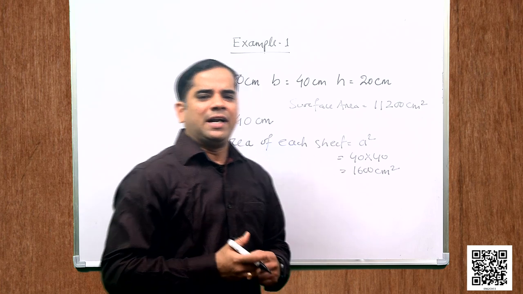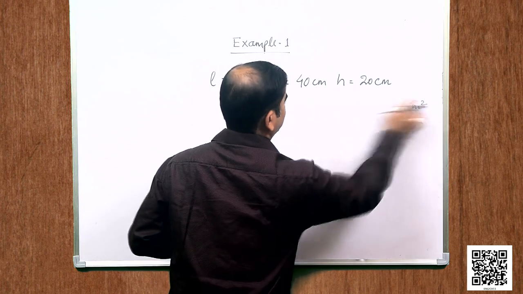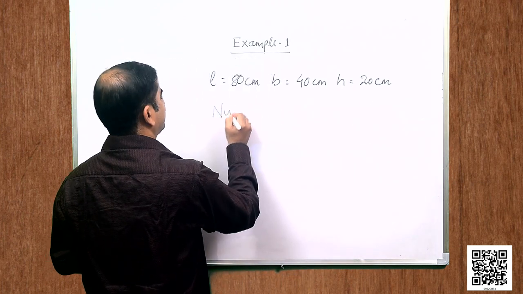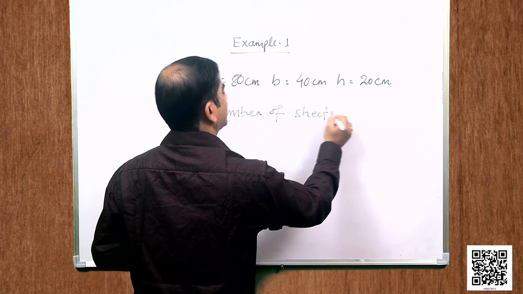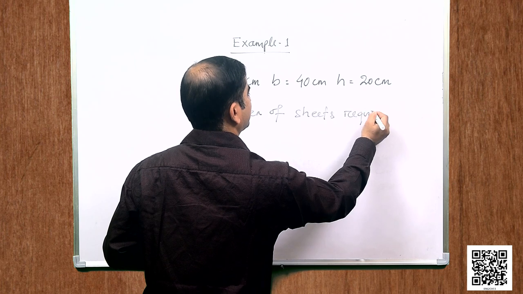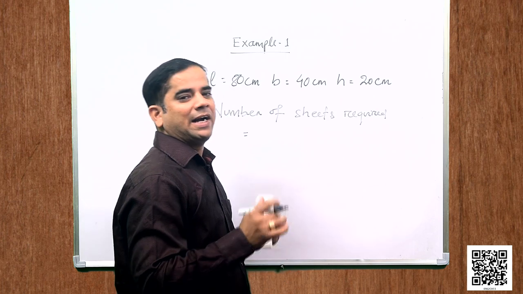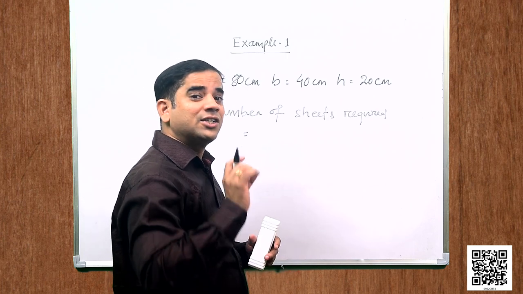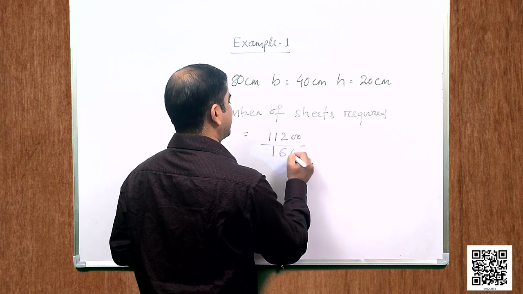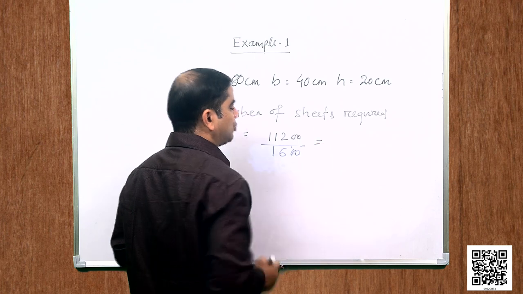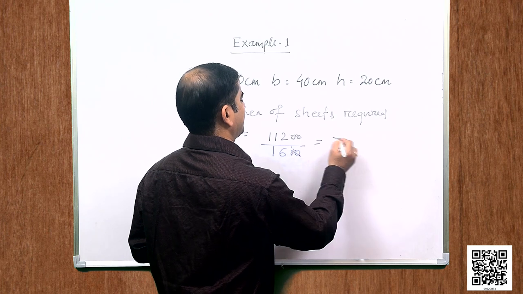Therefore, let us find out the number of sheets required. Number of sheets required will be total surface area divided by surface area of each sheet of paper, that is 11200 cm² divided by 1600 cm², that is 7.